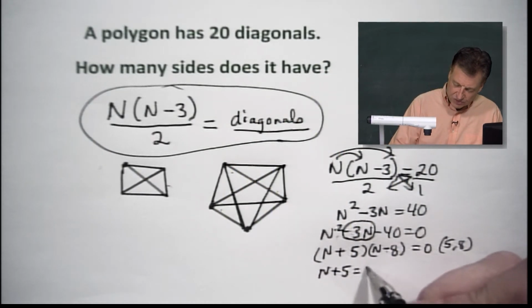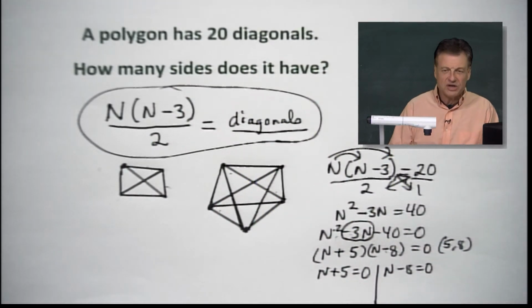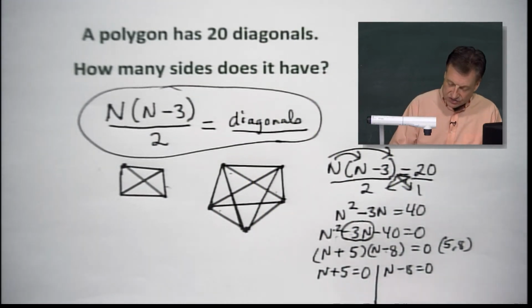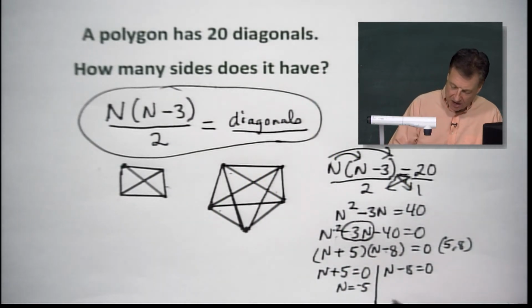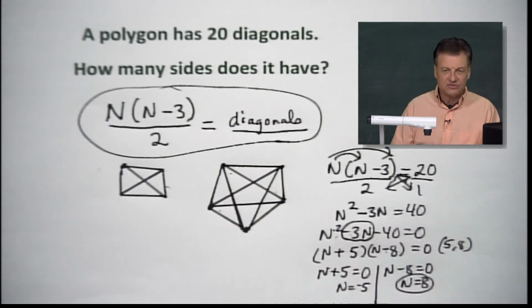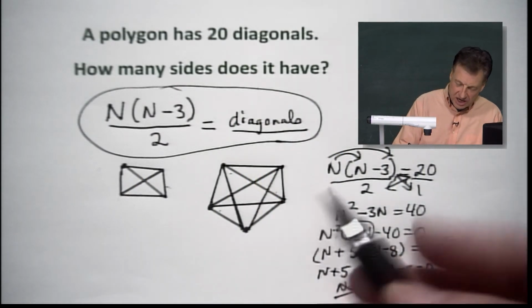n plus 5 equals 0, or n minus 8 equals 0. Look at what was going on here. So I could say n equals negative 5, which makes no sense because remember, these are number of sides. Over here, I will say n equals 8, which makes a lot of sense. All right? So say goodbye to that one. Keep this one. And let's check it out.